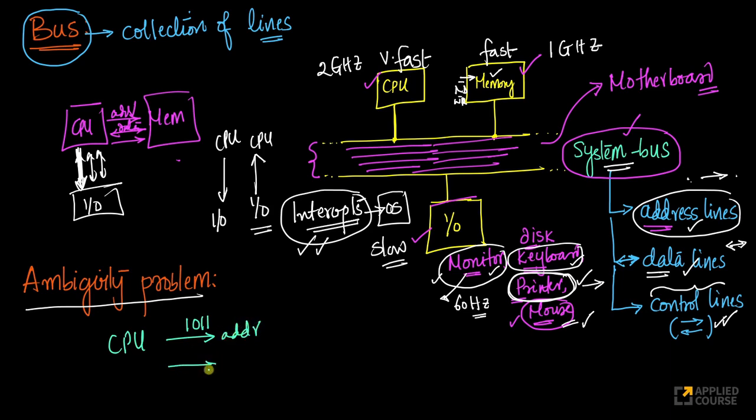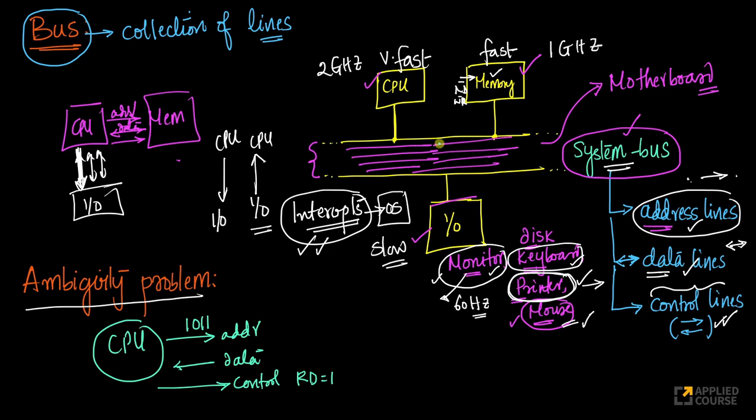Now let's say it puts this address and it wants to read the data. Okay. So these are my data lines now. So this is my data line. What the CPU is doing is, on the address it is placing 1011. On the data lines it says I want to read. So on the control signals it says read equals 1. Okay, that's what the CPU is sending.